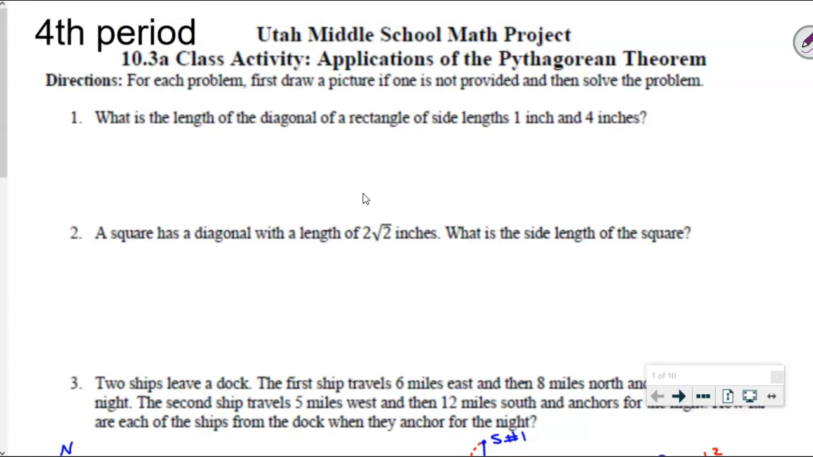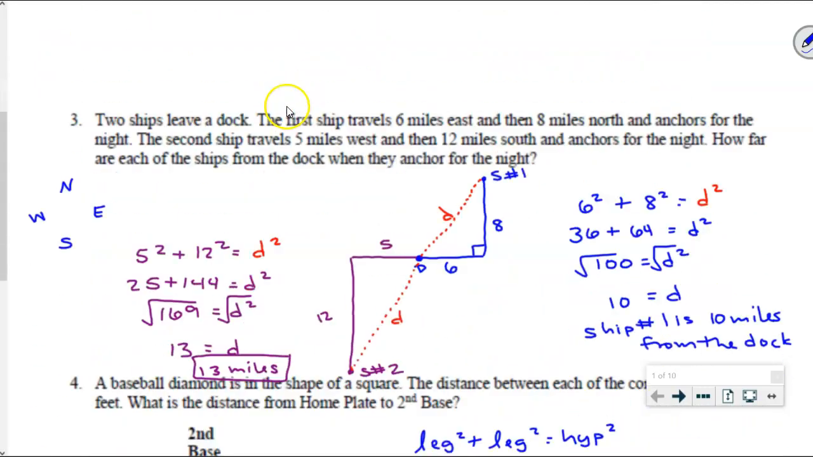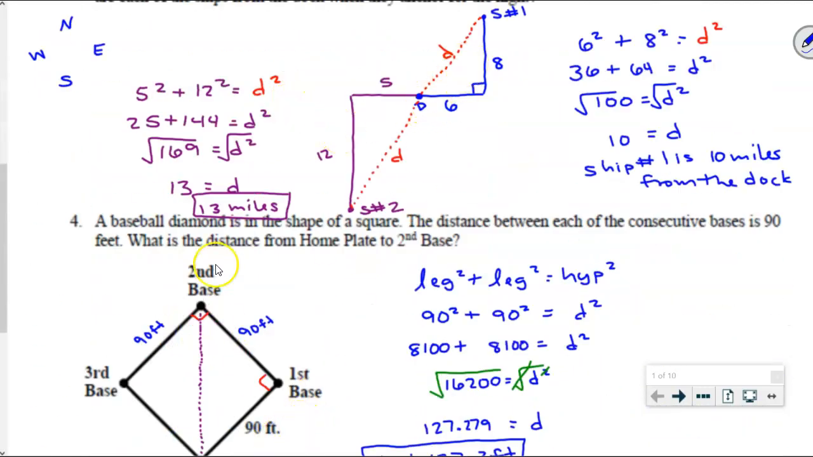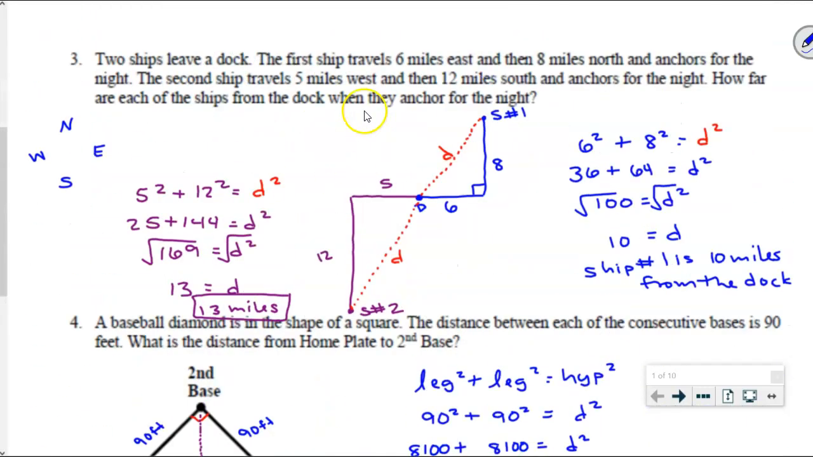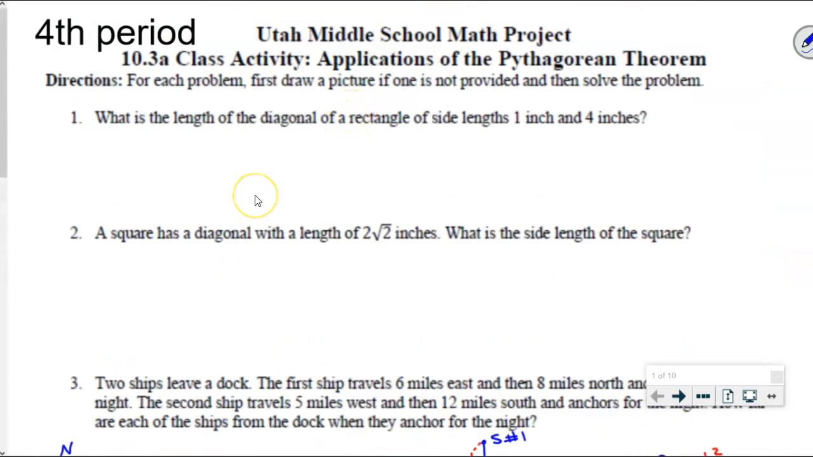Let's go back now and we're going to start with number 1. What is the length of the diagonal of a rectangle with side lengths 1 inch and 4 inches? I can kind of get lost in that information until I realize, didn't these pictures really help us understand what was going on? All right, so let's draw a picture for number 1. What's the length of a diagonal of a rectangle? What should I be drawing? Probably a diagonal of a rectangle, exactly.